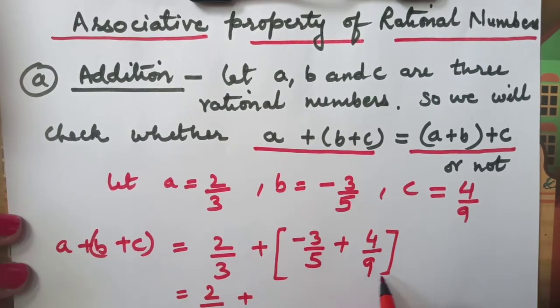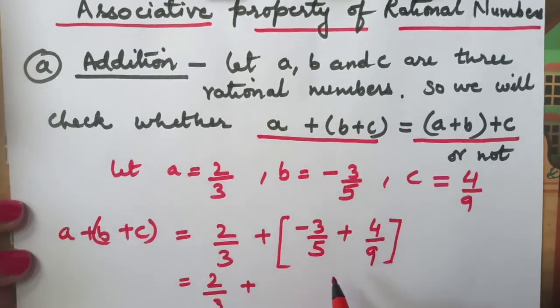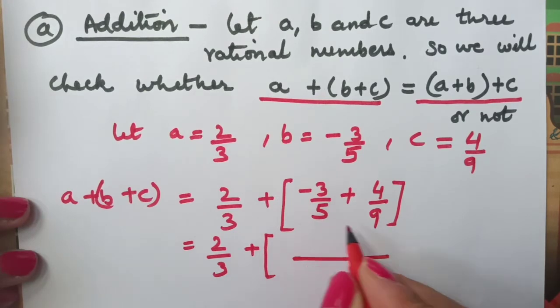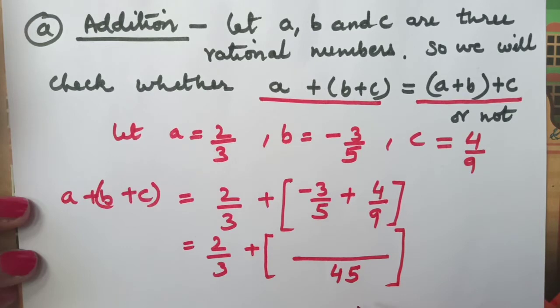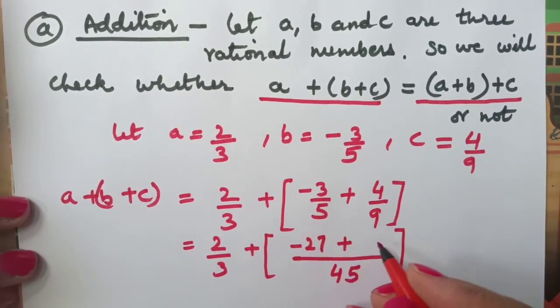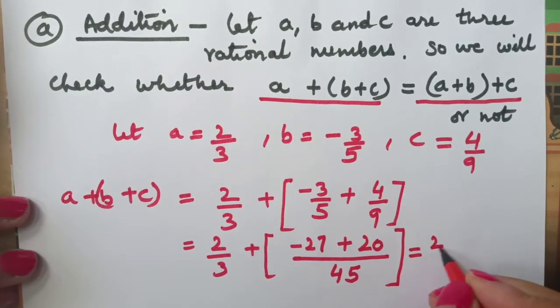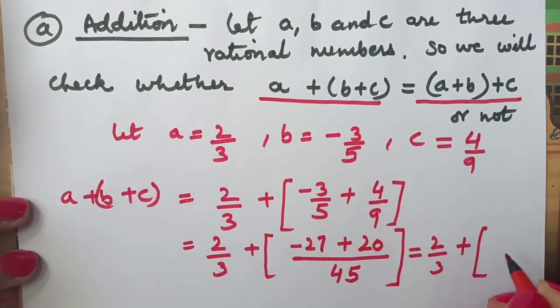Then firstly we will solve the values which are in the bracket. We will take the LCM of 9 and 5. What we will get? We will get 45. 5 9s are 45, 9 3s are 27 plus 9 5s are 45, 5 4s are 20. So the answer will be minus 7 upon 45.